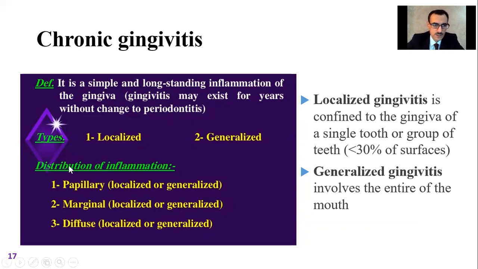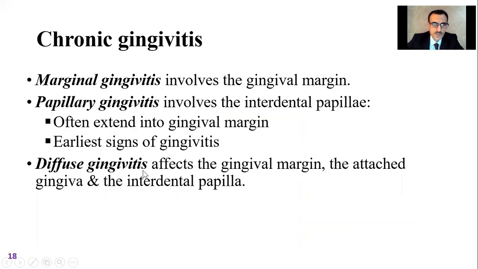And here we see the distribution of inflammation during chronic gingivitis: papillary, marginal, and diffuse types. The marginal gingivitis involves the gingival margin. The papillary gingivitis involves the interdental papilla, often extends into the gingival margin, and is an early sign of gingivitis. And diffuse gingivitis affects the gingival margin, the attached gingiva, and the interdental papilla.